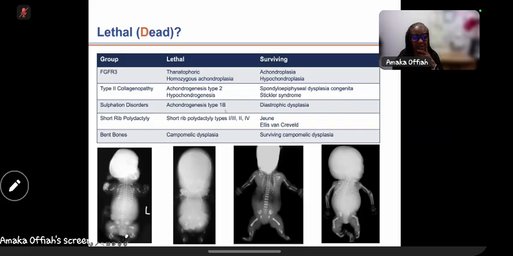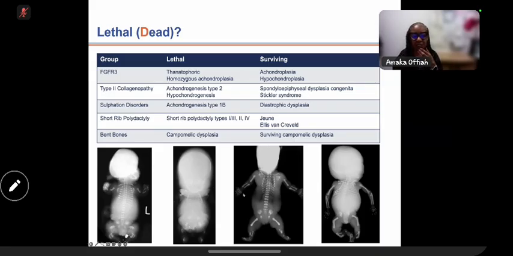And what you would get in type 1B is widening of the interpedicular distances in the lumbar spine. And that gives you the cobra head appearance. And that's what you should be looking for in type 1B. Type 1A is very, very severe, and they get extreme shortening, more so than we're seeing here.